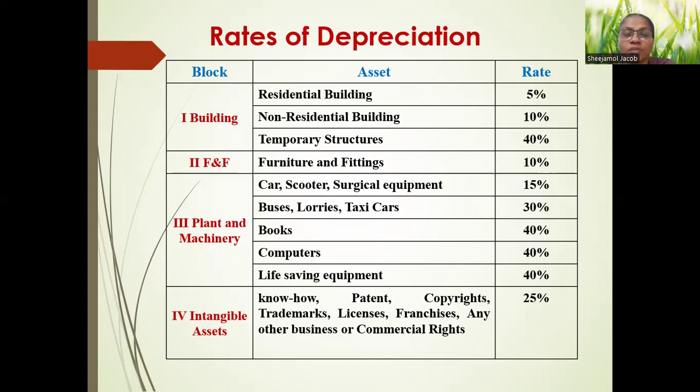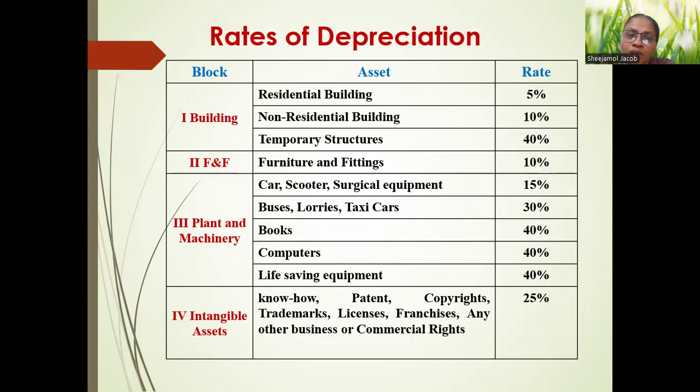The third one is plant and machinery. It includes cars, scooters, surgical equipment, charged at 15% depreciation. Buses, lorries, taxi cars are 30%, books 40%, computers 40%, life-saving equipment 40%. These are the depreciation rates of plant and machinery. And the fourth block of asset is intangible assets: know-how, patents, copyrights, trademarks, licenses, franchises, any other business or commercial rights, all together they are charged 25%.